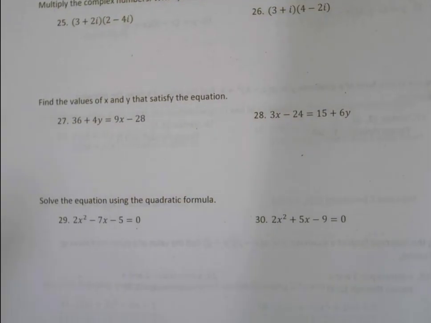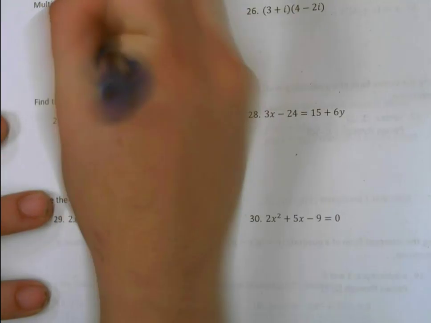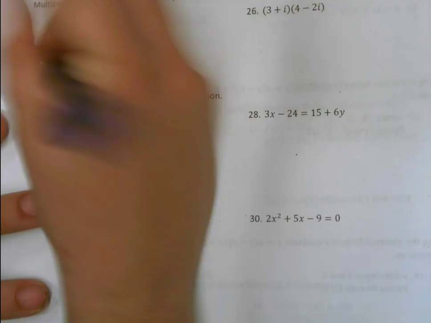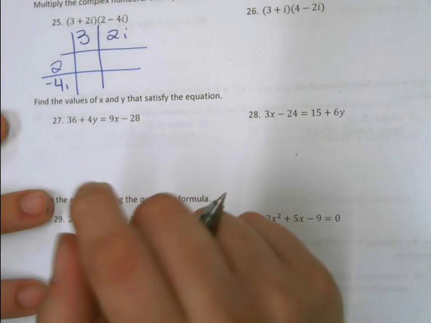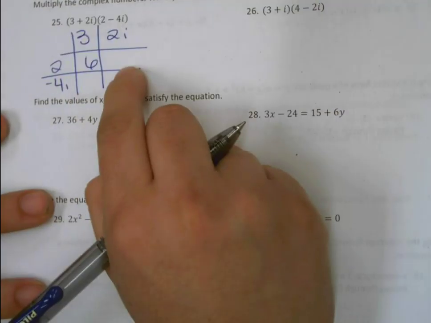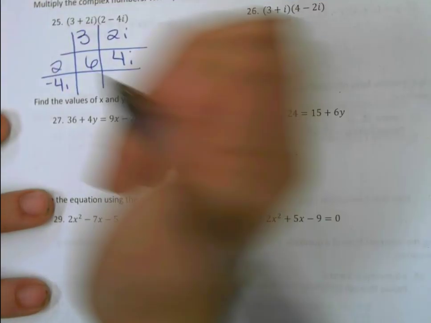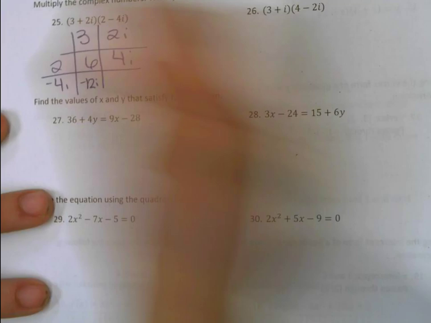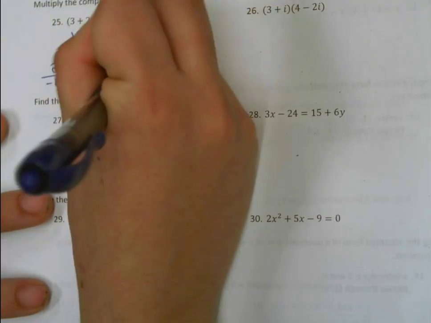So, remember with complex numbers, I multiply just like I would with binomials, so I'm going to do the box method. In the first box, I get 3 times 2, which is 6. 2 times 2i, which is 4i. 3 times negative 4, which is negative 12i. Negative 4 times 2i, which is negative 8i squared.